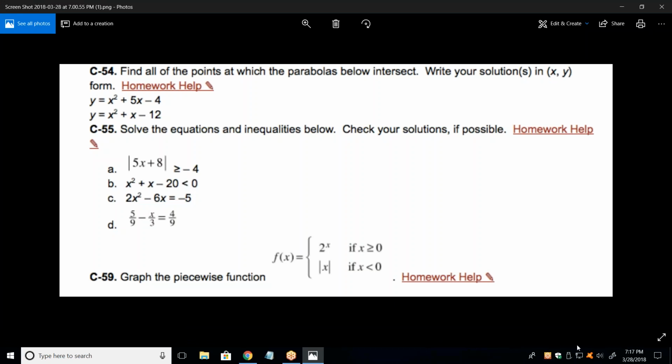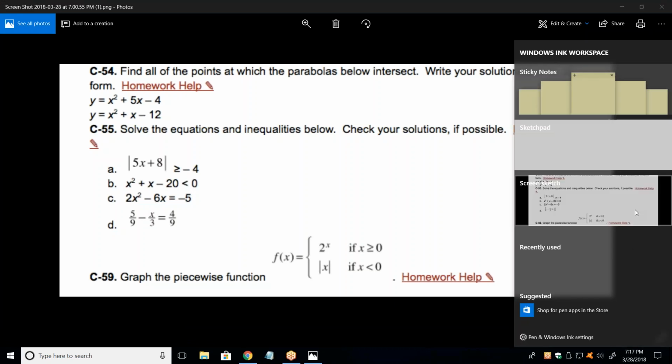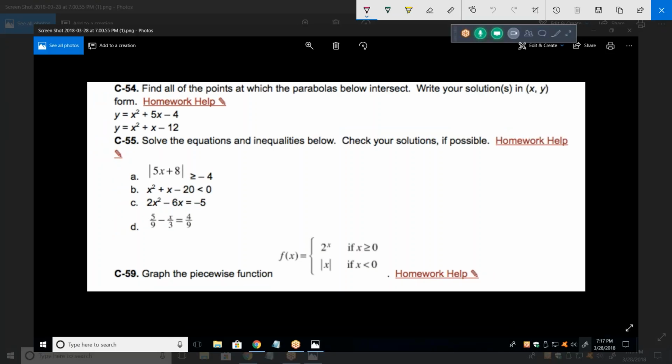Okay, let's look at C55. Solve the equations and inequalities below. Check your solutions if possible. Now, let's talk about A.